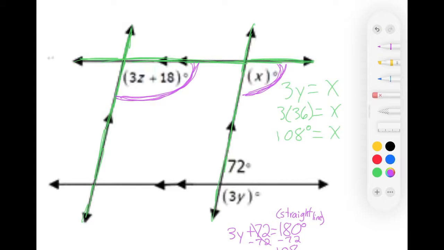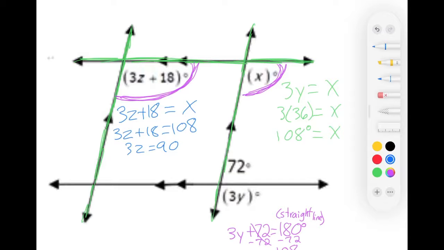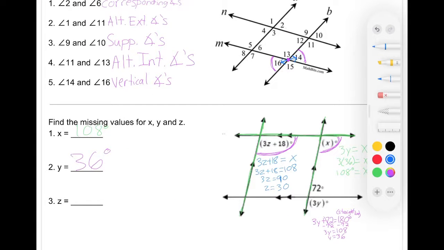Let me change my color. 3z plus 18 equals x. Well, we already solved for x, so we have 3z plus 18 equals 108. We're going to subtract 18 from both sides, and we get 3z equals 90. We're going to divide both sides by 3 to get z by itself. We end up with z equals 30. So that would be our z.